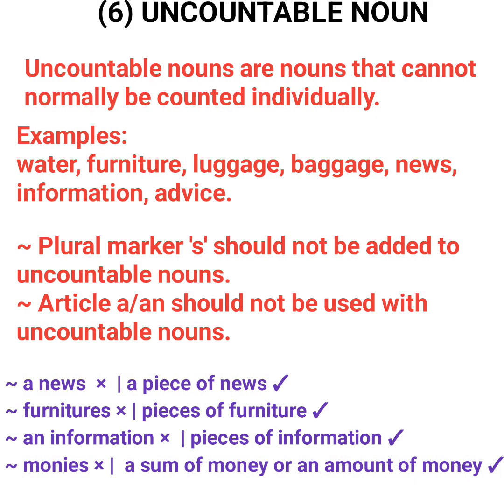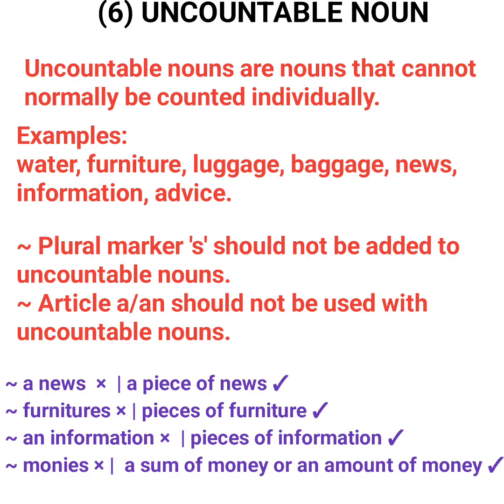The sixth type is uncountable noun. Uncountable nouns are nouns that cannot normally be counted individually. Example: water, furniture, luggage, baggage, news, information, advice. All these examples are examples of uncountable nouns because we cannot count them. We cannot count them basically.